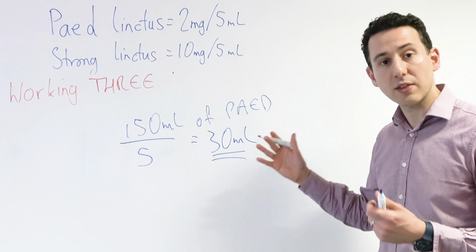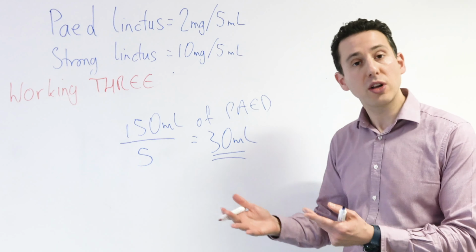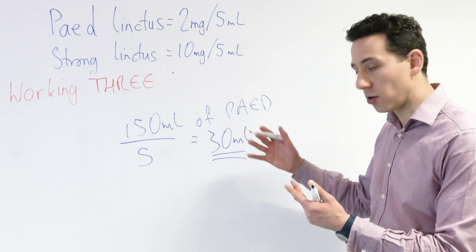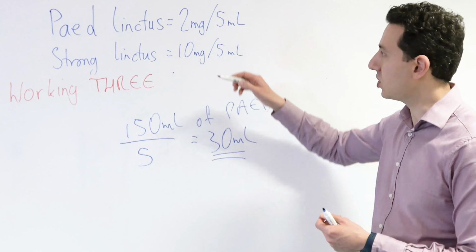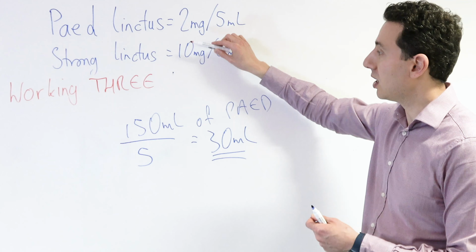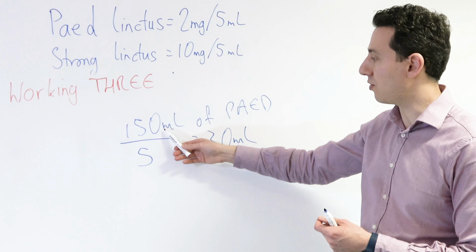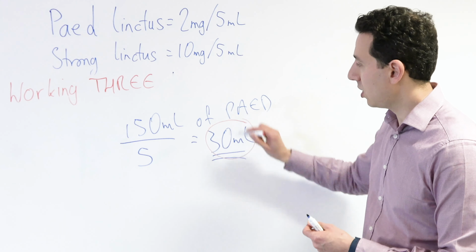And again, that's another way of checking if you've done it either of the previous two ways of working it out. That will also give you 30 mil, and you can do a common sense check. It's 5 times stronger, therefore we need 5 times less than 150 mil, giving us our answer of 30 mil.